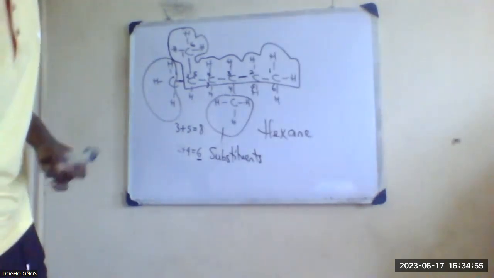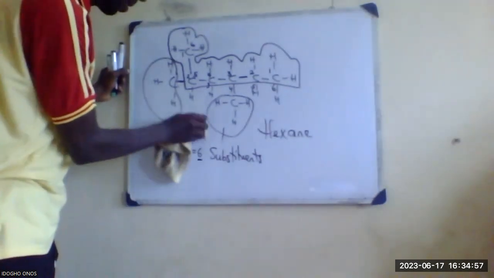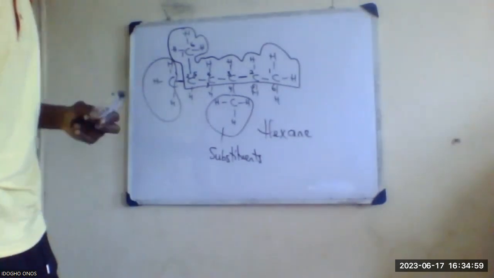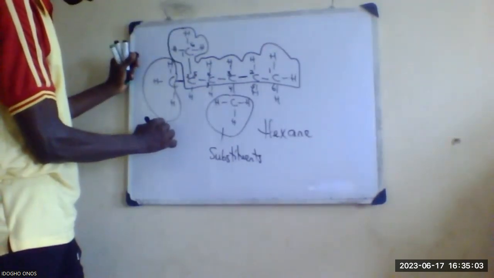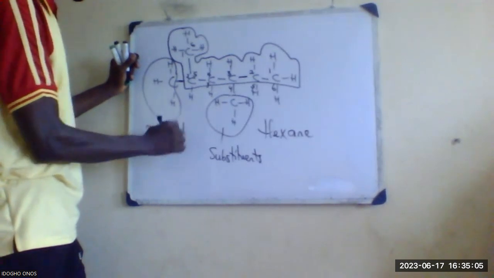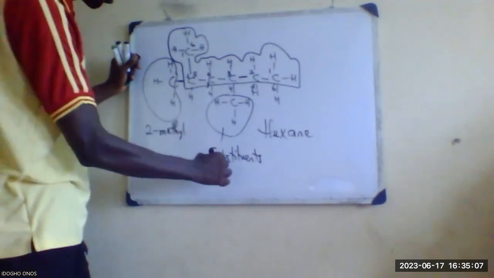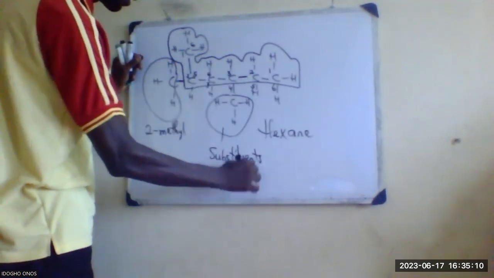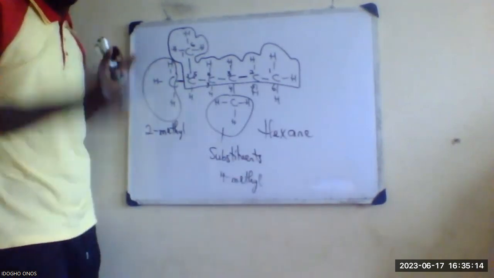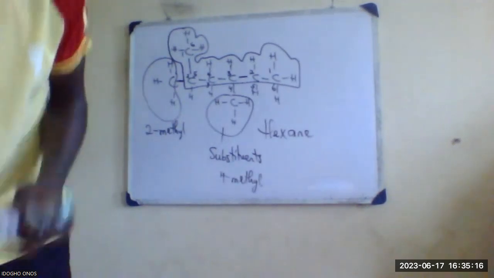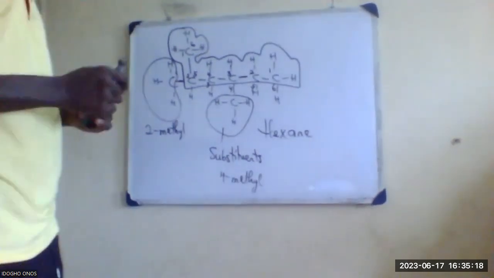Any question? No. Okay, so this CH3 is called methyl. So this is on carbon atom 2, which is 2-methyl. This again is on 4, which is called 4-methyl. Just a minute left.